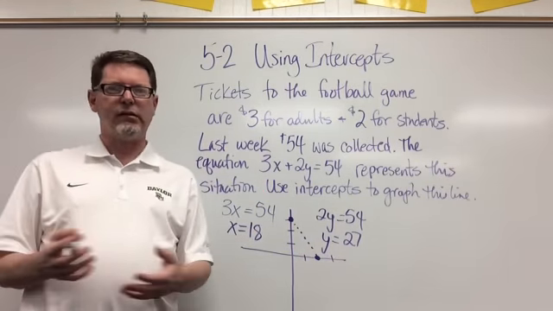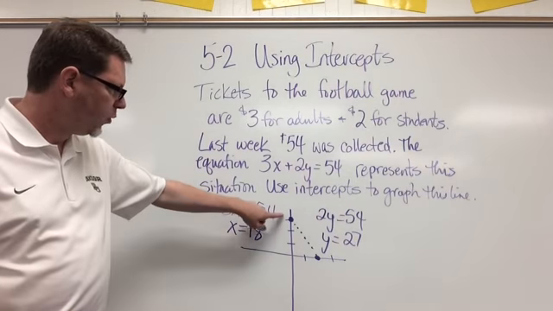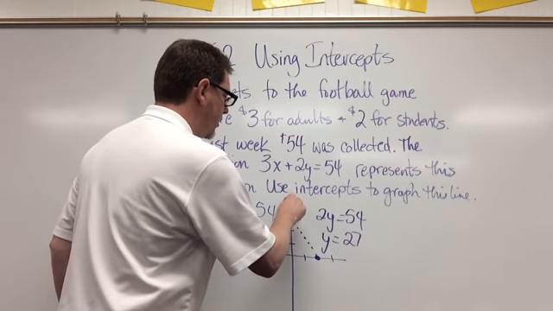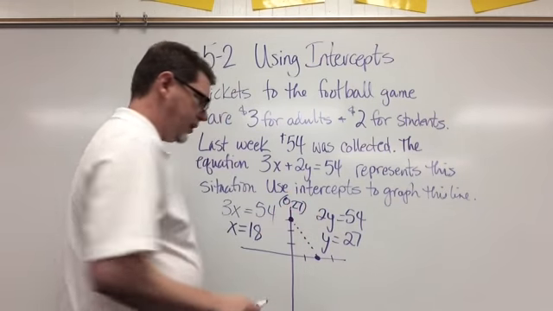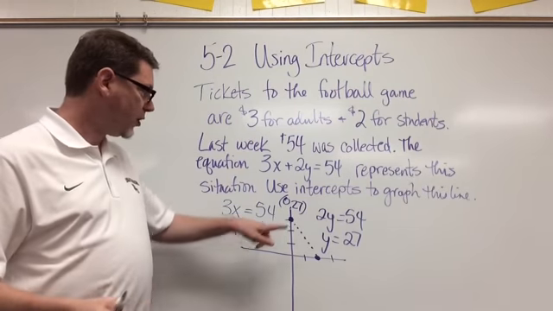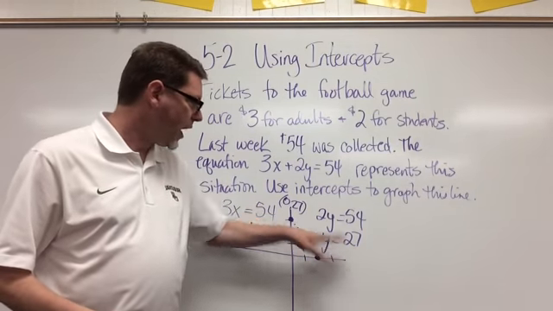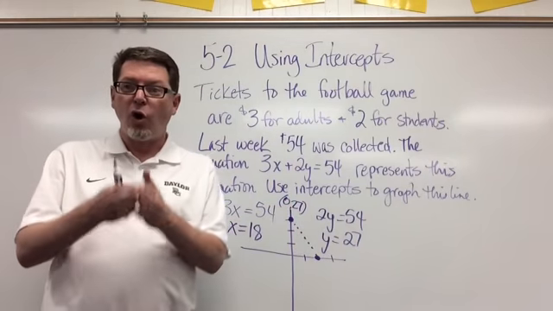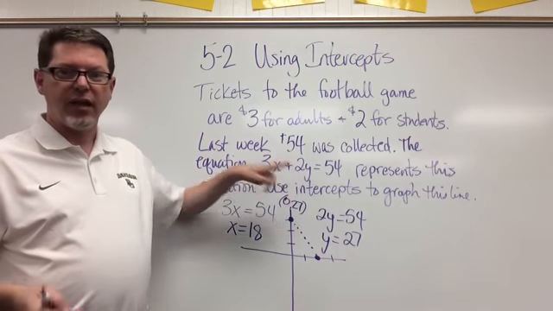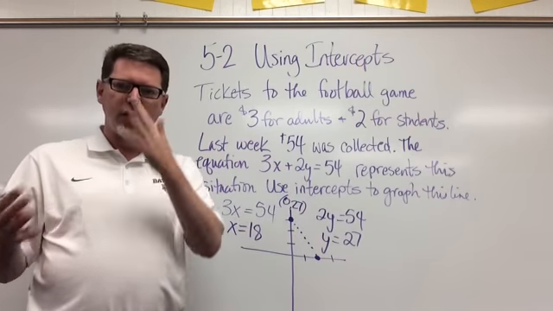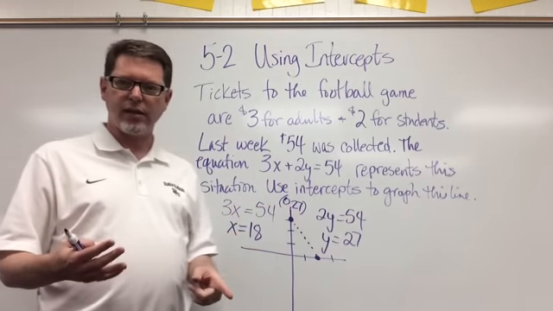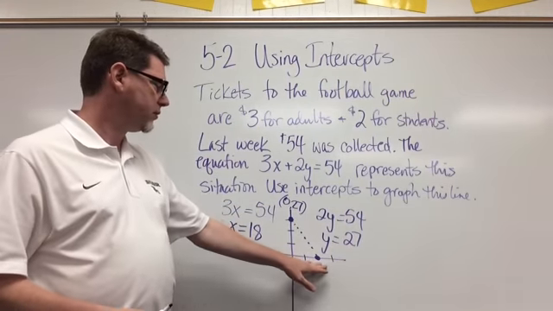Now, let's talk about what those intercepts mean. What does this point of 0, 27 actually mean? Think about that just a second. And I'm hoping that you came up with that the y-intercept represents when I only sold student tickets. If no adults bought any tickets, and the only people that bought tickets were students, then 27 students bought tickets. So what does the x represent?